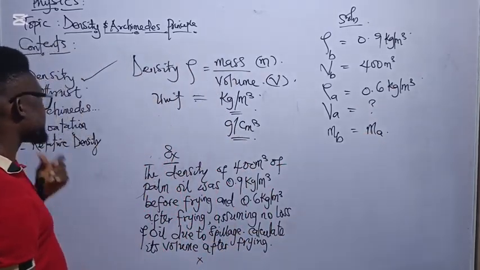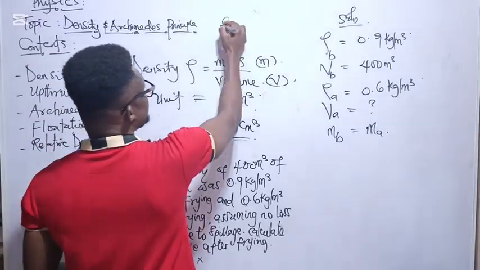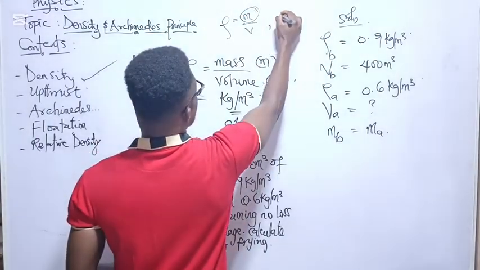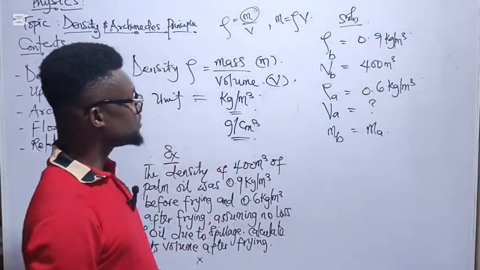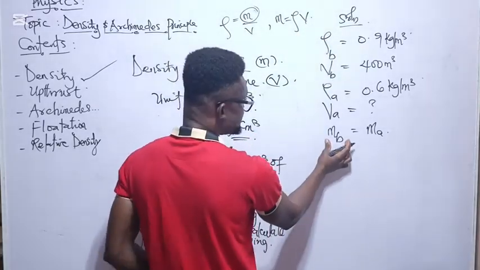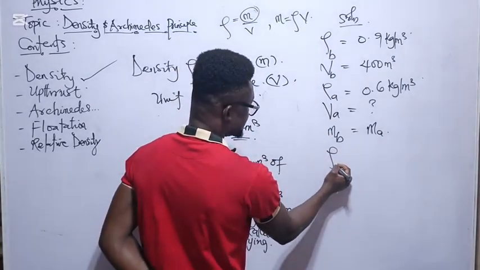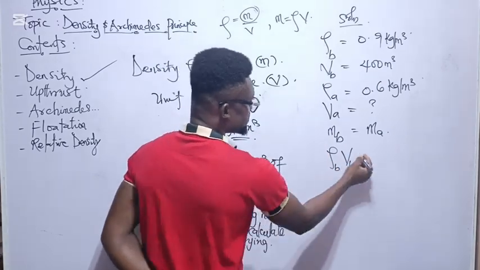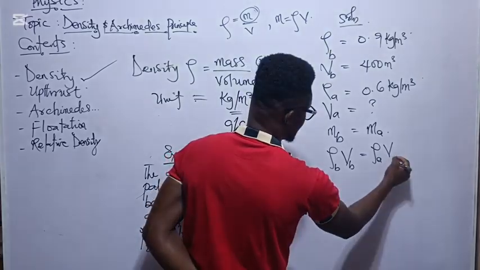Then, we have the formula for density as mass per volume, which means making mass the subject will give us what? Density times volume. So the mass before will be equal to the mass after. Mass before becomes density before times volume before. That is the formula. Now the mass after becomes density after times volume after.